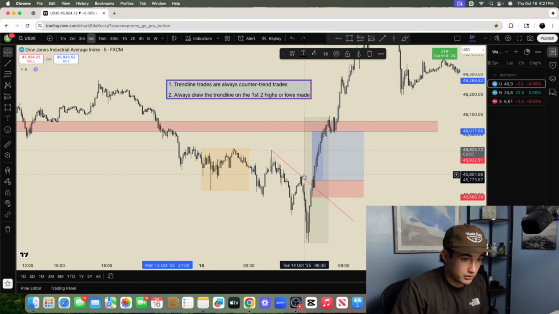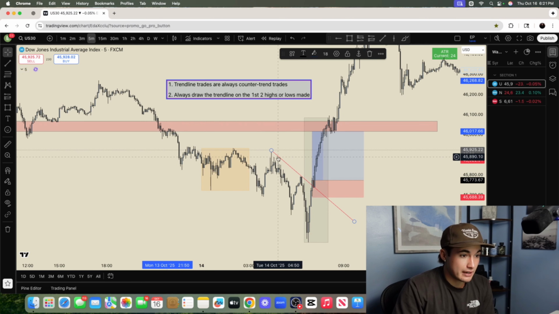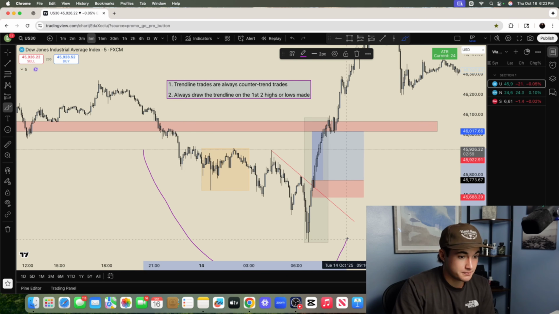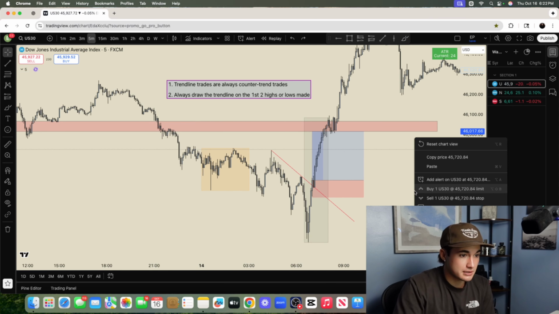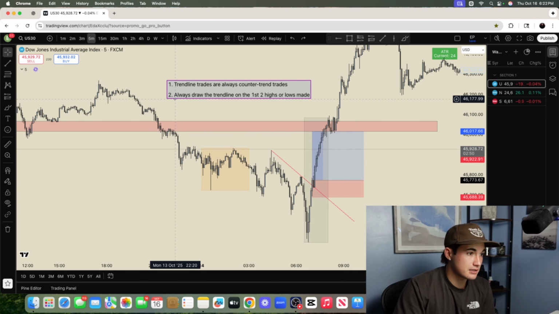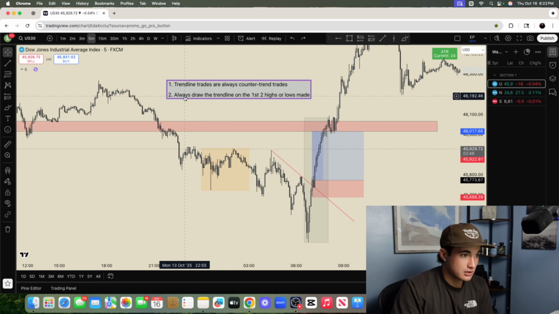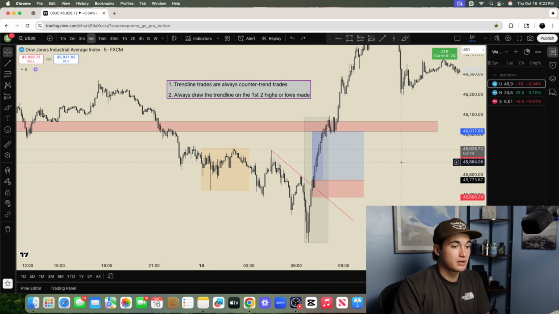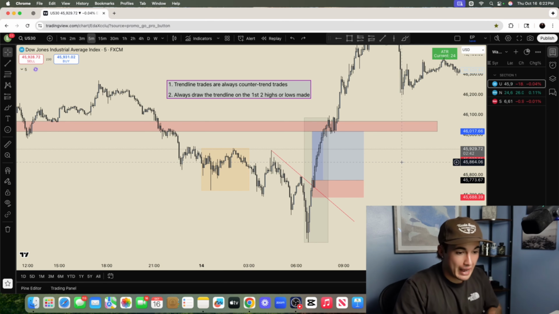So in this trade example, I'm looking for a counter trend trade. As you can see, we're moving bearish right here, right? Price is moving down. So that being said, we're going to draw a trend line marking out highs, expecting a counter trend break. Okay. And the second thing to account for is that we always draw trend lines on the first two highs or lows made. Okay, so this is where we start going into how we actually trade it.